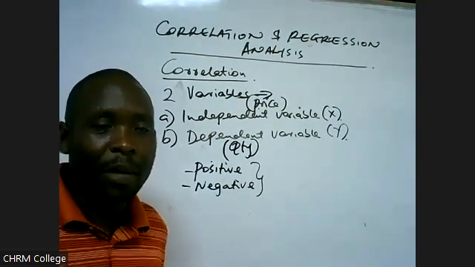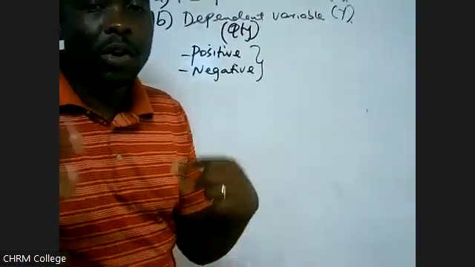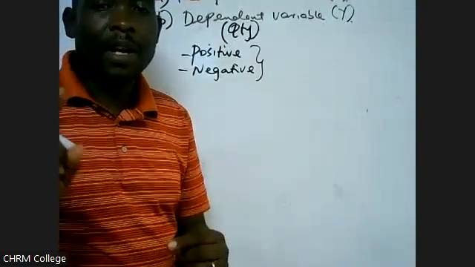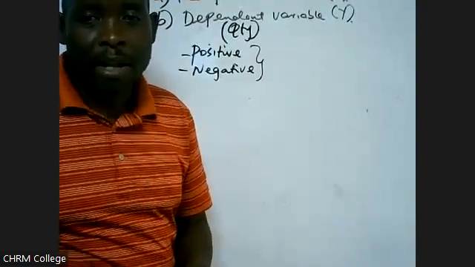That is another aspect that we need to understand, that correlation can either be positive or negative. Positive correlation exists where an increase in the independent results in an increase in the dependent variable.